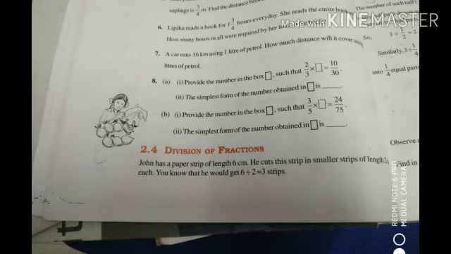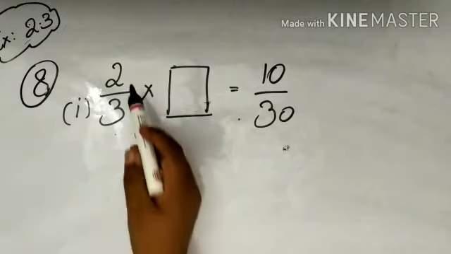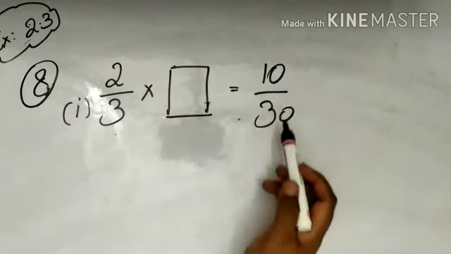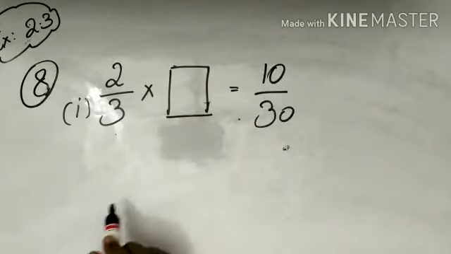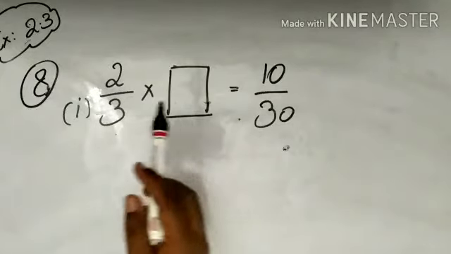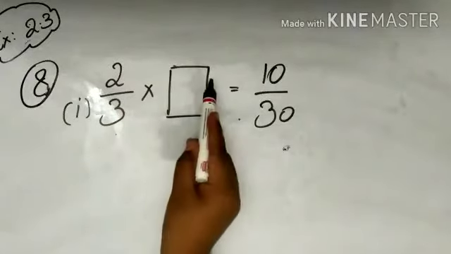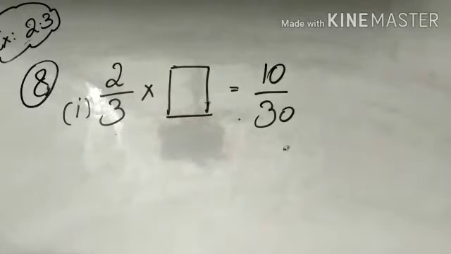So you will get the total distance covered by using that. So let's move to the 8th question. It says provide a number in the box such that 2 by 3 multiplied with the box is equal to 10 by 30. Now the first part of the 8th question states 2 by 3 into box is equal to 10 by 30. You have to fill the box, right? Normally what you have learned in multiplication of fraction is that multiplication of fraction is equal to the product of the numerator divided by the product of the denominator, right?